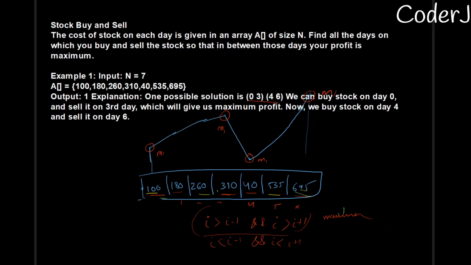So let's talk about this. The 40, the previous value 310 is greater, the next value 535 is greater. Similar for the case of 310, the previous value 260 is smaller, the next value of 40 is greater. So this is sort of going to be a condition of maxima and minima, and we just need to linearly find the minimas, the maximas, and at the end just take the difference of the absolute values of these and just add it all up. This is going to be the answer.